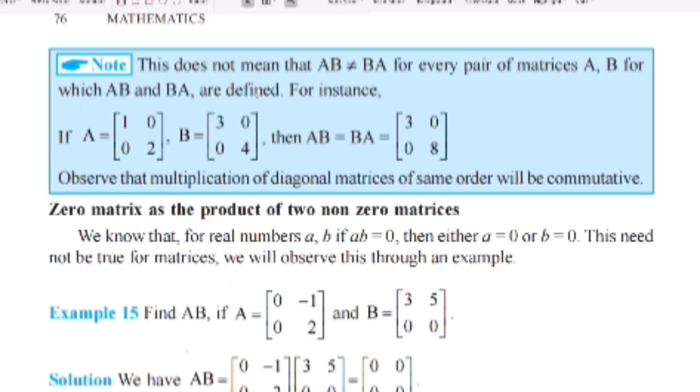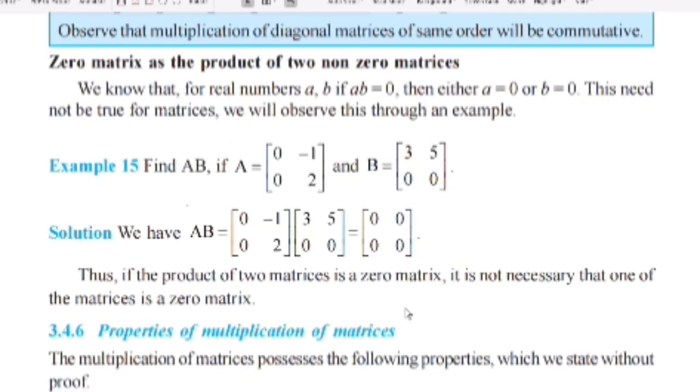Here you can see, it doesn't mean that AB is not equal to BA for every pair of matrices. Sometimes it is true. This is a diagonal matrix. So if it is a diagonal matrix, A into B will be equal to B into A. Okay. So the multiplication of diagonal matrix will be commutative. So in general, matrix multiplication is not commutative. So we cannot just write A into B and then copy the same thing for B into A. So first one, commutative property is not true. But in addition we told commutative property is true. But here it is not true.